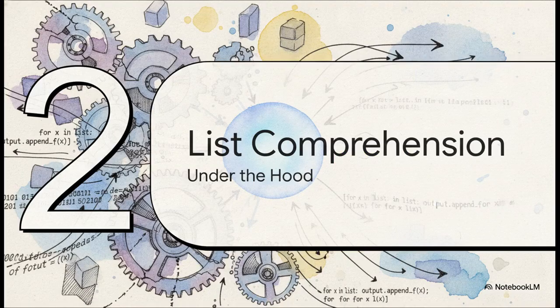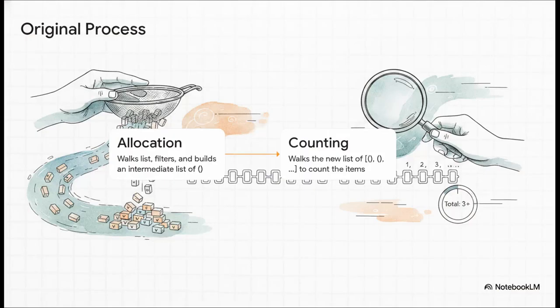Moving on to part 2, the list comprehension way. Let's break down how that original code is actually functioning under the hood. So, the original list comprehension code operates in two very distinct mechanical steps. Step 1 is allocation. The program walks through the entire list of text blocks, filters out anything that isn't a volume header, and constructs a brand new intermediate list right there in memory. Since we really only care about the final count, it just fills this new list with lightweight placeholder units, those empty parentheses. Then we hit step 2.